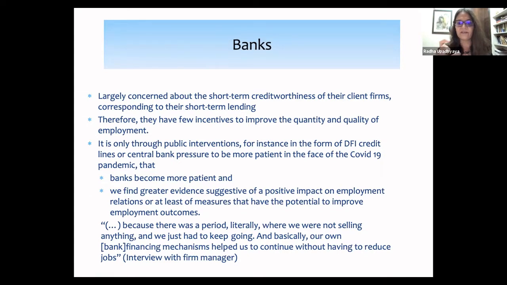The COVID situation became a sort of lens for us to view this, because when COVID hit, the Central Bank of Kenya immediately suggested to banks to become more patient in their lending and to restructure loans. And one of our interviewees said, there was a period literally where we were not selling anything and we just had to keep going. And basically our own bank financing mechanism helped us to continue without having to reduce jobs.